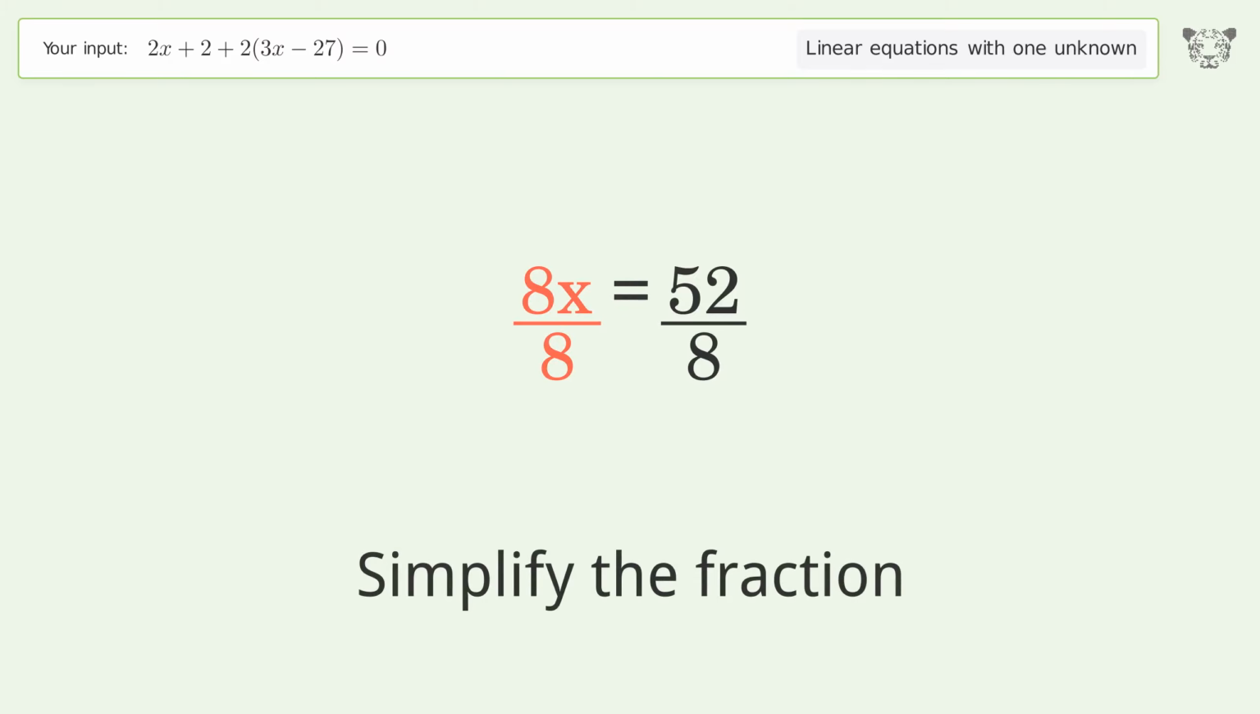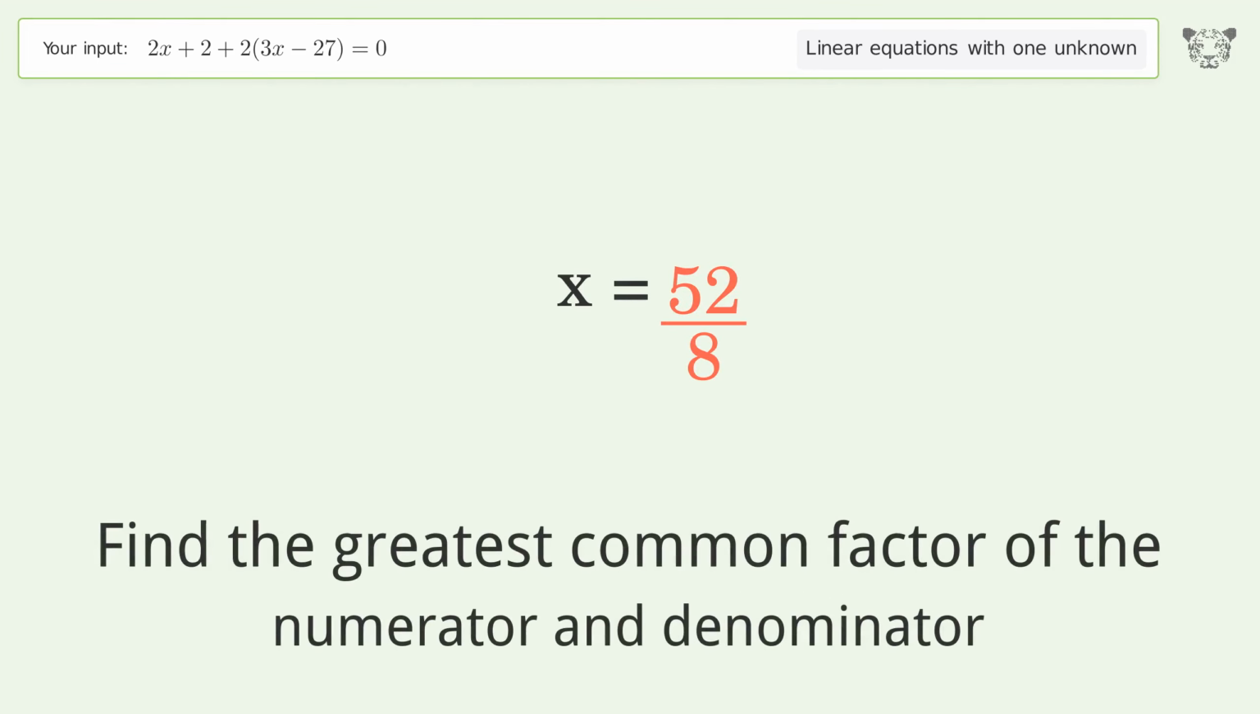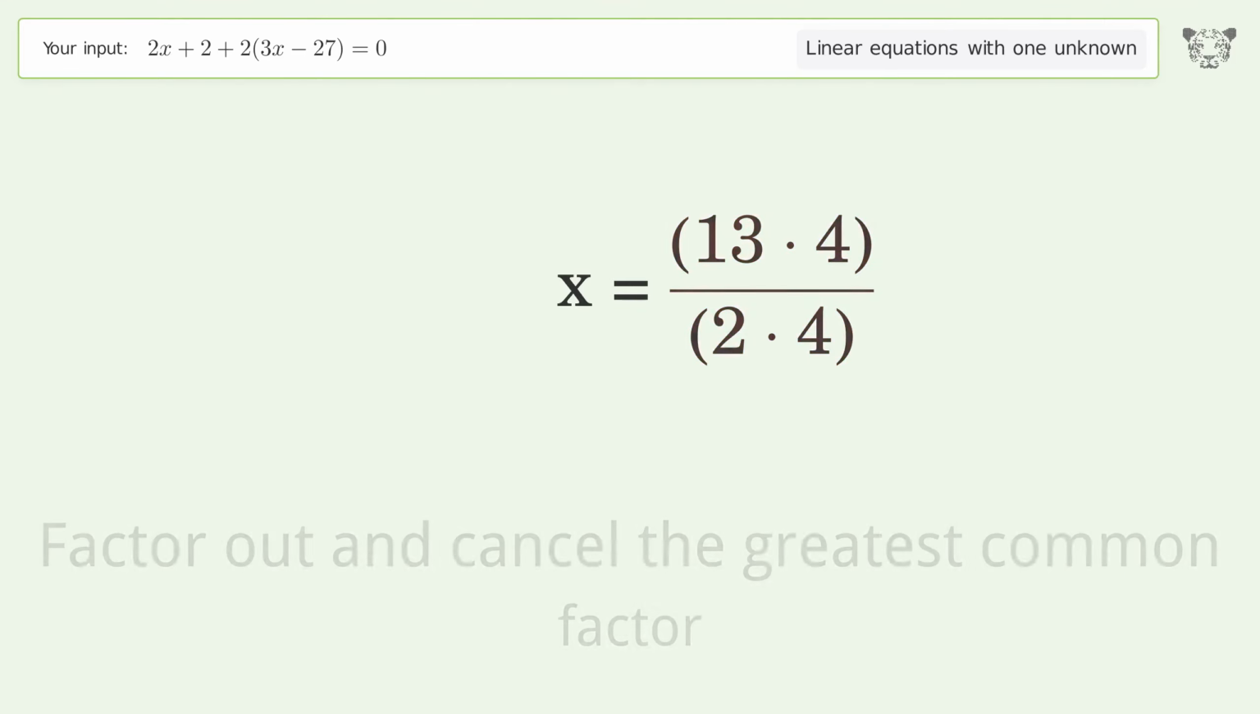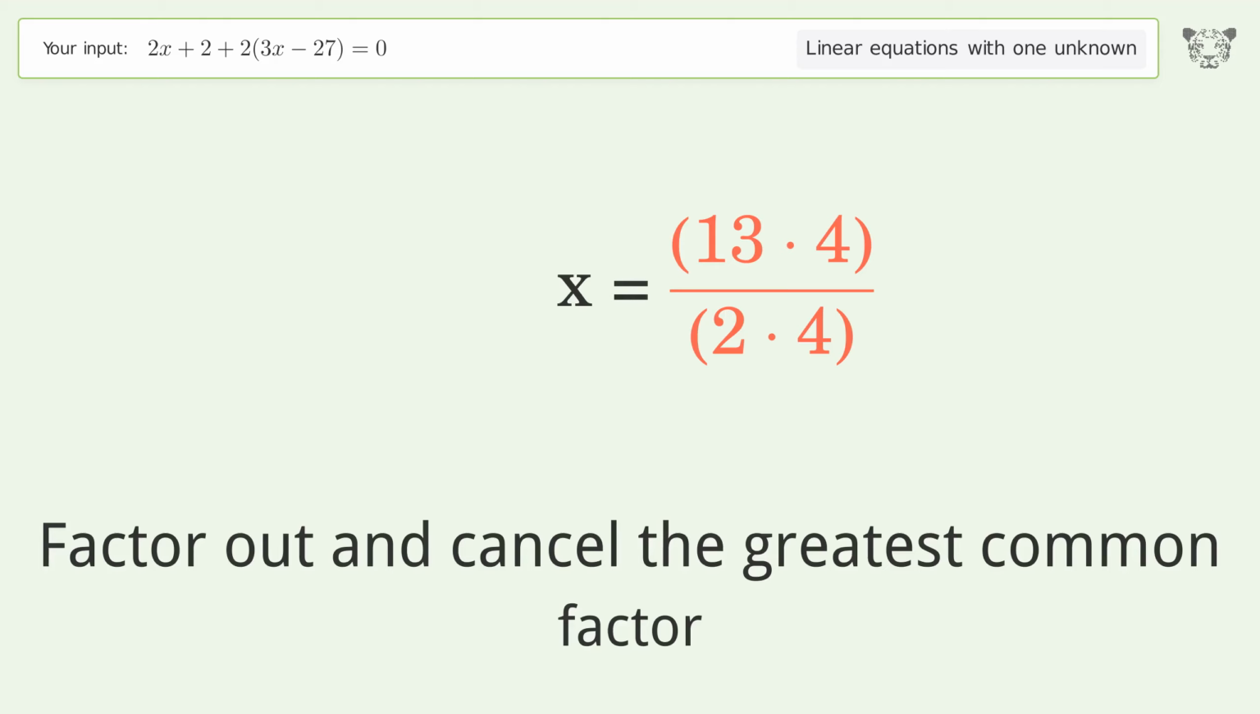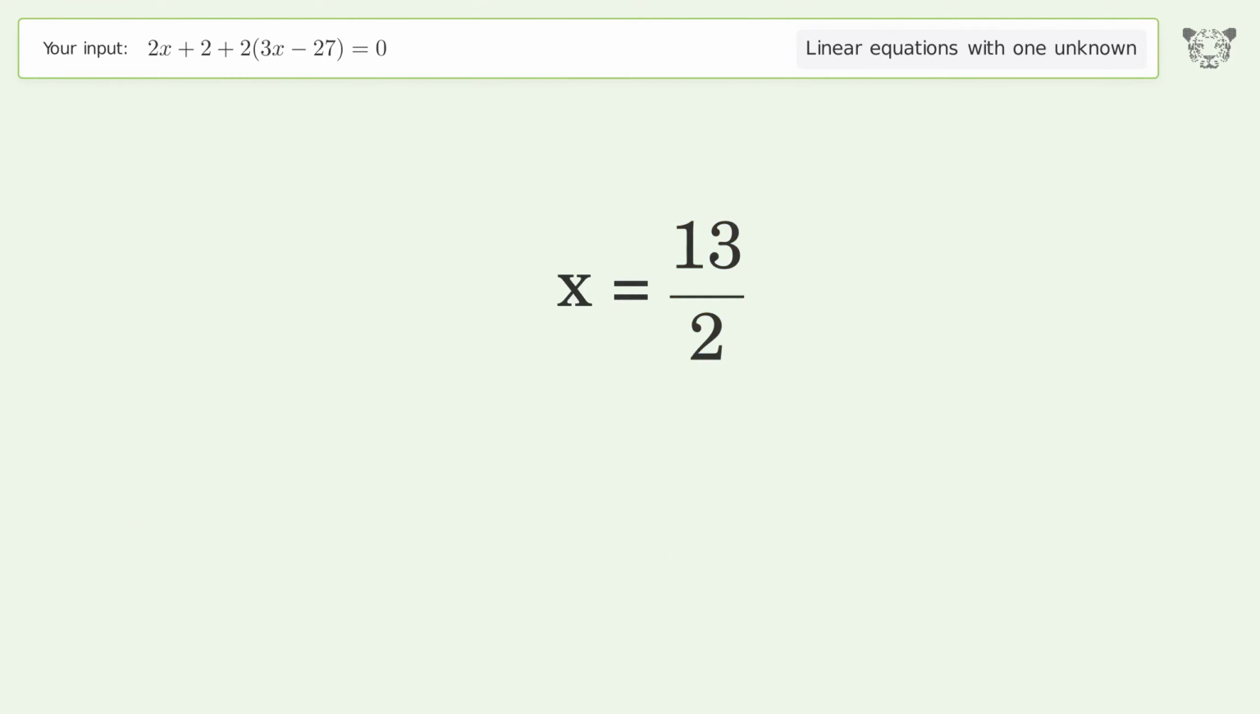Simplify the fraction. Find the greatest common factor of the numerator and denominator. Factor out and cancel the greatest common factor. And so the final result is x equals 13/2.